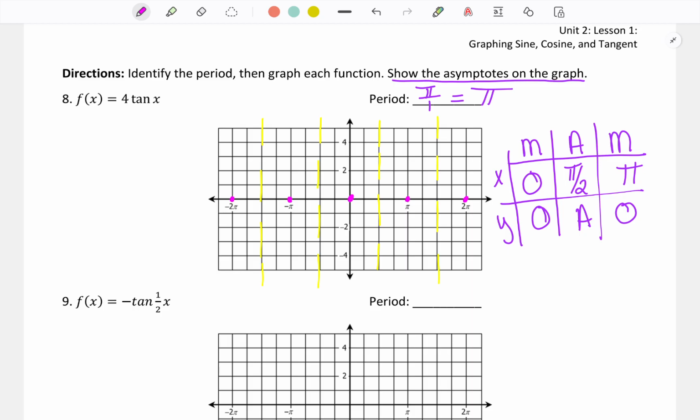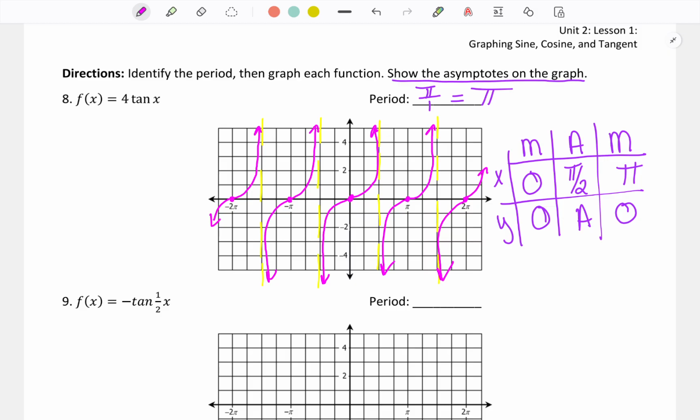So then we're going to draw in those fancy curves. So we're going to start from the middle, and we're going to go up as we head towards the asymptote on the right. And then we will curve down as we head towards the asymptote on the left. And so we can just keep repeating this. So I usually do all of my ups all at once, and then I do all of my downs. There we go. There's our tangent graph.